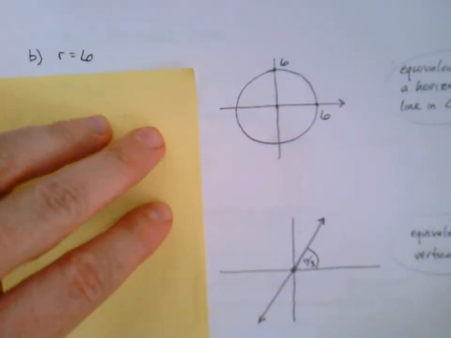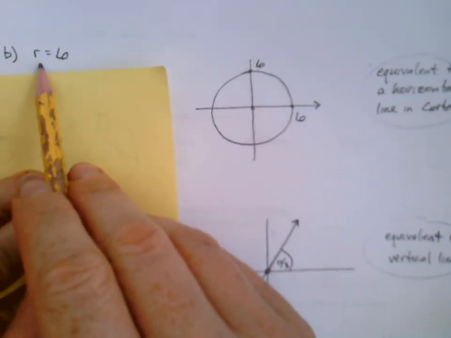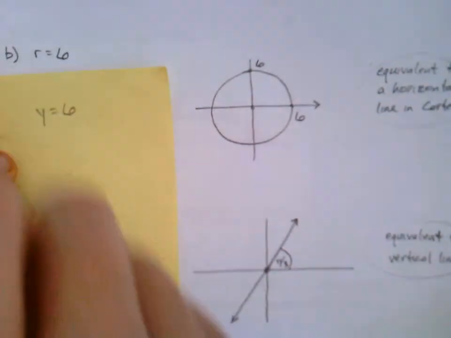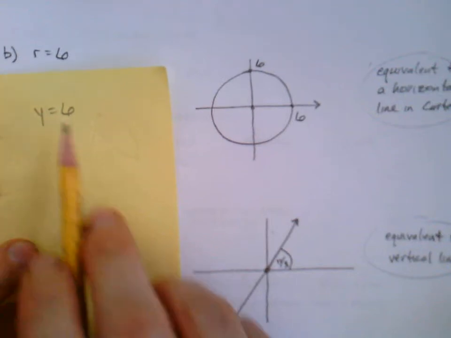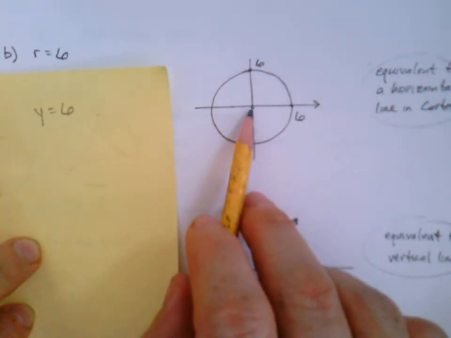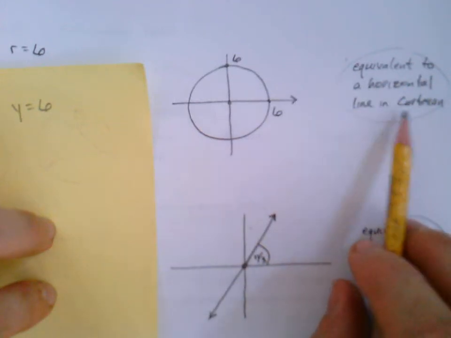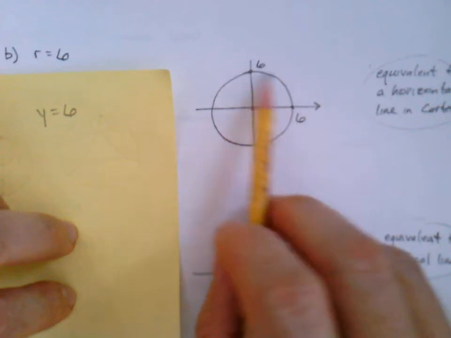Now here's what's pretty cool. Here's kind of some deeper meaning. That's the dependent variable, right? That's like the equivalent of y equals 6 in Cartesian. Well, y equals 6 is a horizontal line. What's my note here? The equivalent to a horizontal line in Cartesian, in polar, a horizontal line looks like a circle.